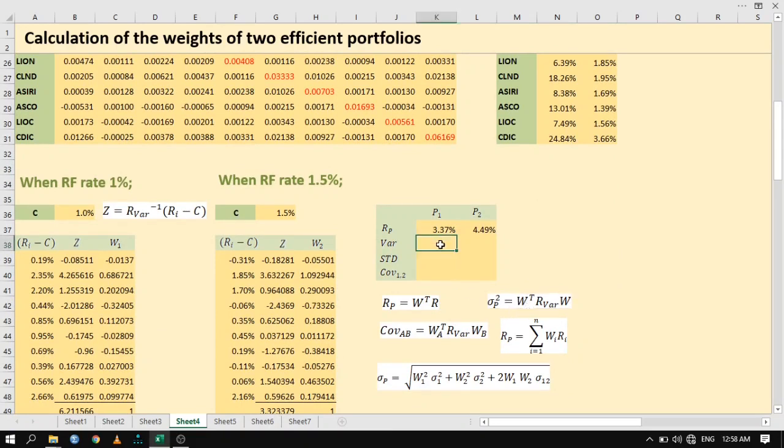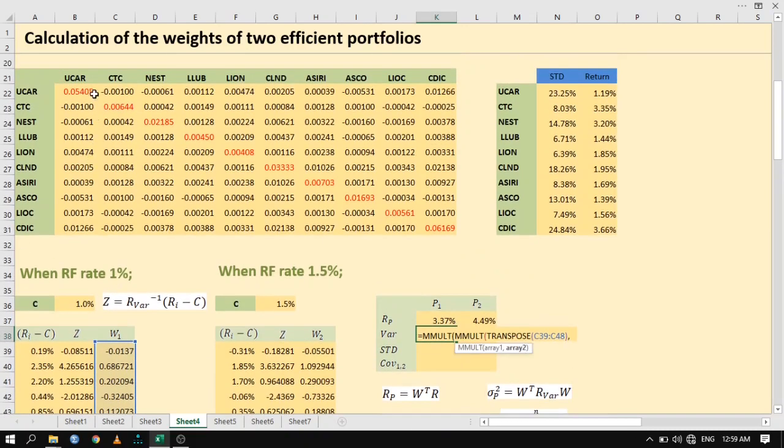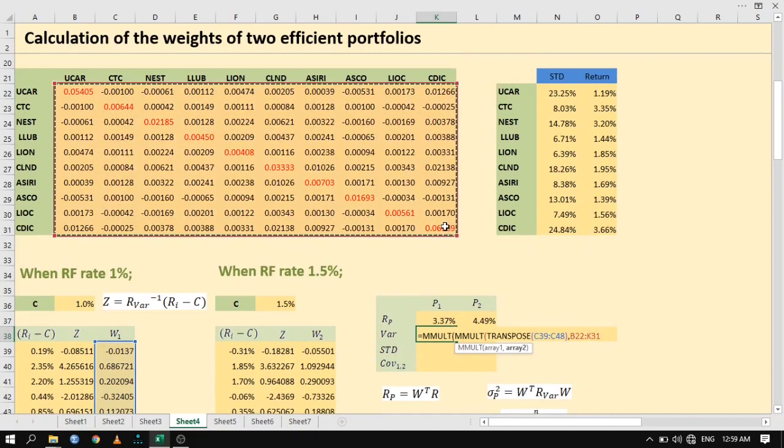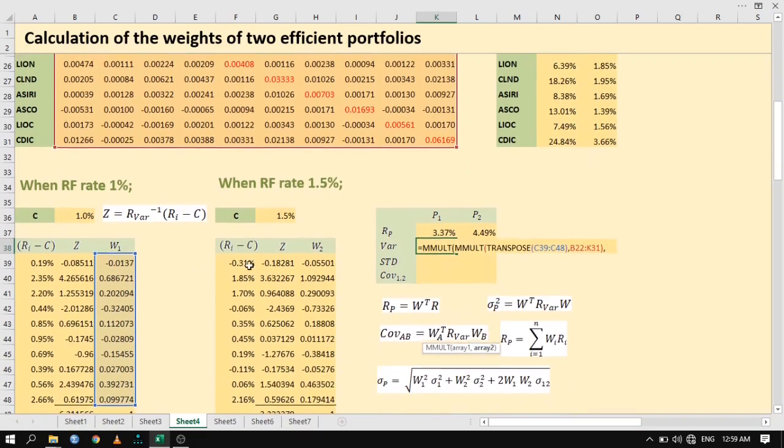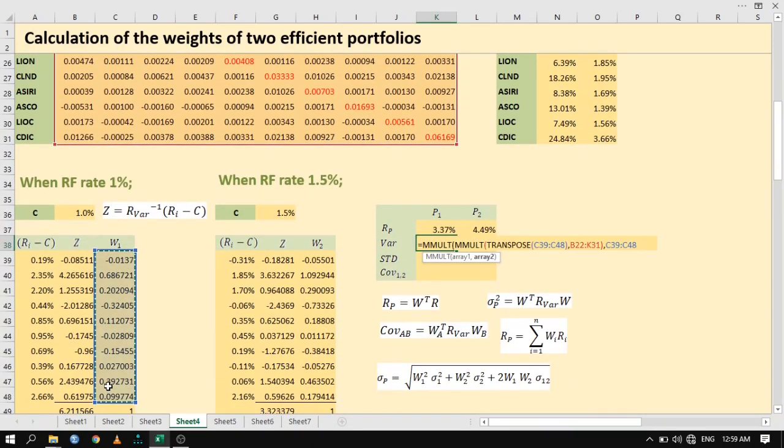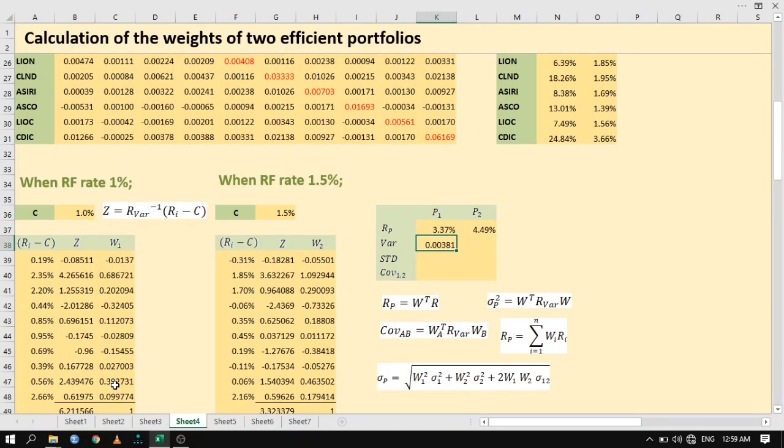So we have weight transpose, so equal, since we have three matrices to multiply, I'm going to use two mmults, mmult, mmult, and transpose. I'm going to select weight 1 here, so transpose of the weight 1 multiplied by the variance covariance matrix, again multiplied by the weight vector. Control Shift Enter, so you get the variance value.